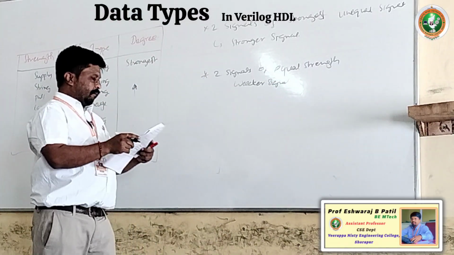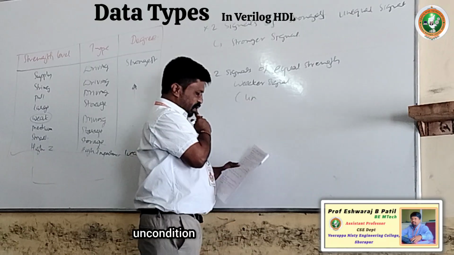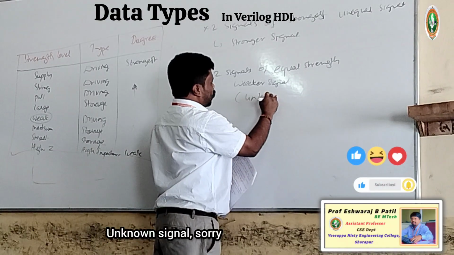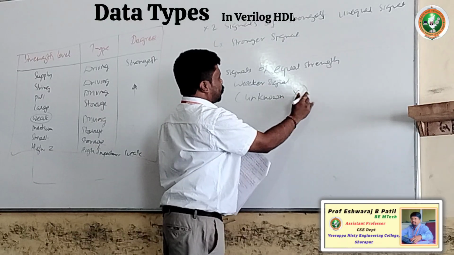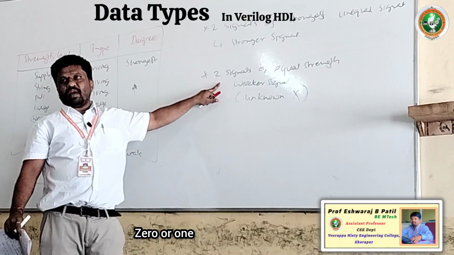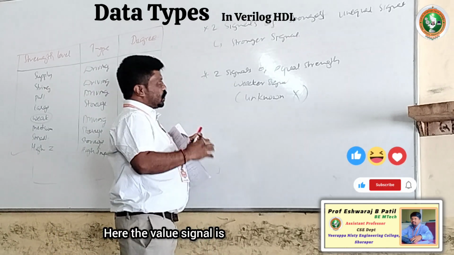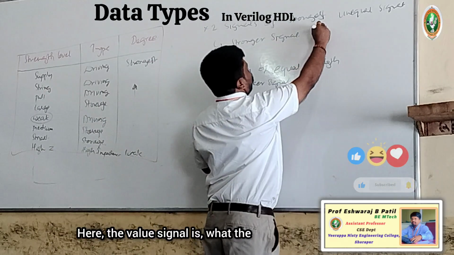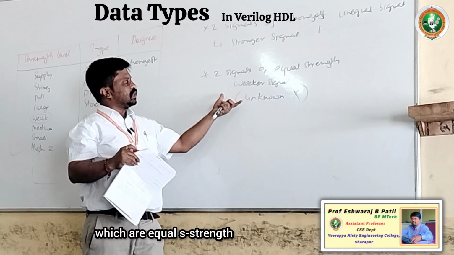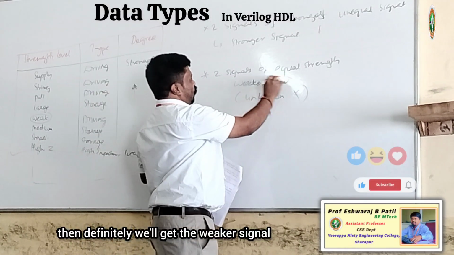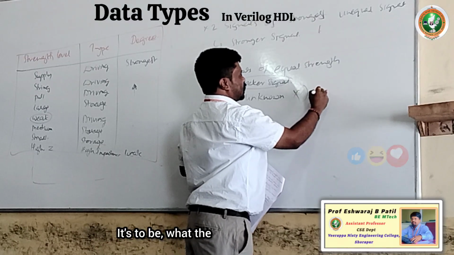Okay, this one we can set for the unequal or unconditioned unknown signal. Unknown is nothing but the x also. It may be 0 or 1. Definitely here the value signal is the 1 only. Definitely the 2 signals which are of equal strength, then definitely we will get the weaker signal. That is to be either 0 or 1. It is to be the x condition.